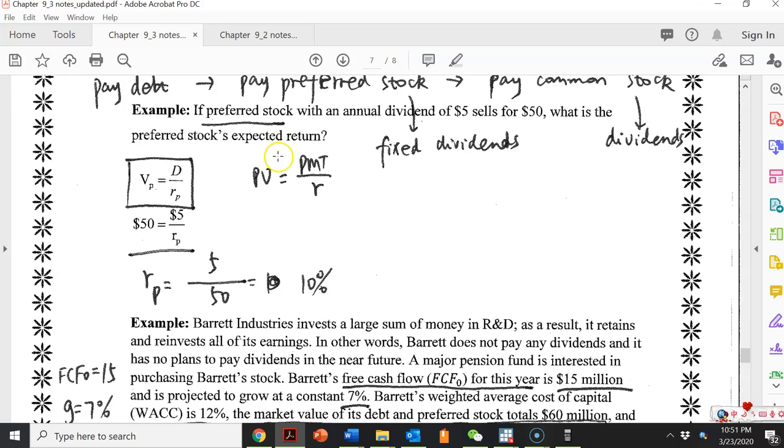Okay, for perpetuity, we know present value of a perpetuity is payment over R. For the preferred stock here, the value of the preferred stock equals dividend divided by return of the preferred stock. The payment of the perpetuity here becomes the dividend, $5. So the stock price 50 equals $5 dividend over R, the stock return. So stock return becomes 5 over 50, which is 10%. Okay, preferred stock formula is very similar to perpetuity formula.